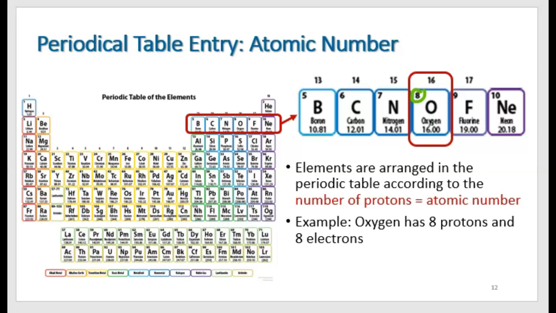Now, because atoms are electrically neutral, an atom will always have equal numbers of positive charges and negative charges. So if oxygen has 8 protons, it also has 8 electrons. All oxygen atoms have 8 protons and 8 electrons.